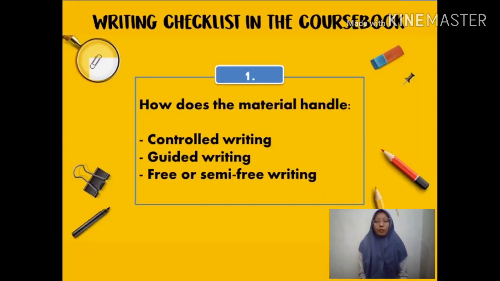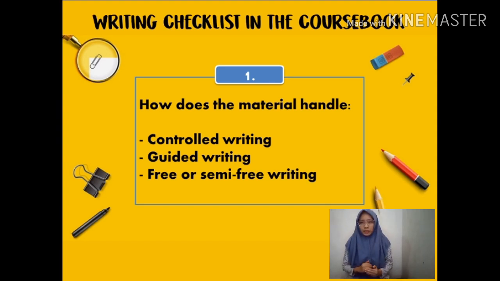Okay, next is a writing checklist in the course book. There are 9 points of the checklist in writing skill in the course book. The first is, how does the material handle controlled writing, guided writing, free or semi-free writing? In the previous section, Wise already explained those kinds of writing activity. The meaning of the first checklist is about how the course book can provide writing activities, just like controlled writing activity, guided writing activity, and free or semi-free writing activity.